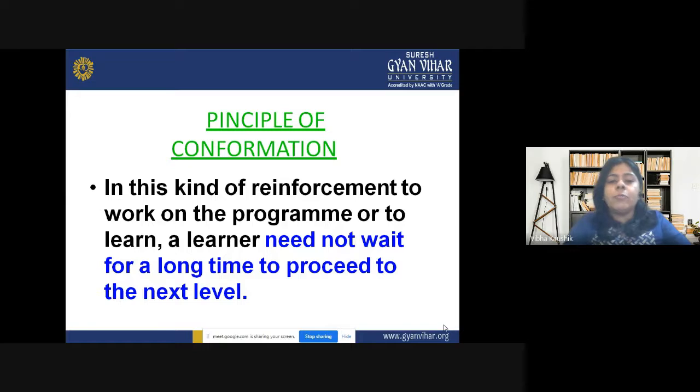Principle of confirmation. In this kind of reinforcement to work on the program or to learn, a learner need not wait for a long time to proceed to the next level. Means he will get the confirmation whether the answer which has been given by him is correct or incorrect.